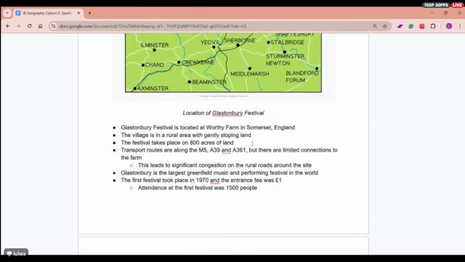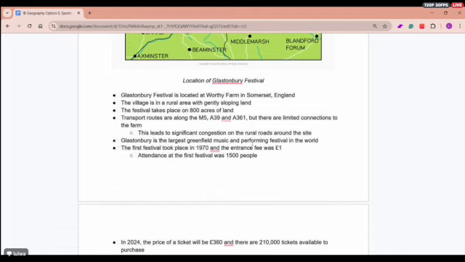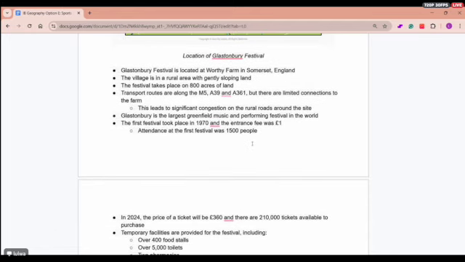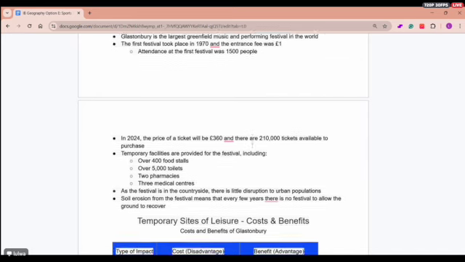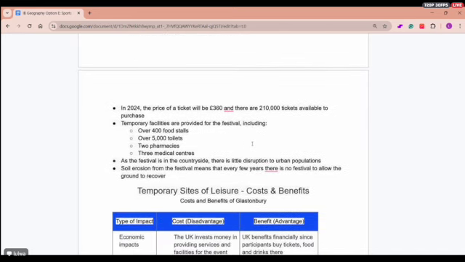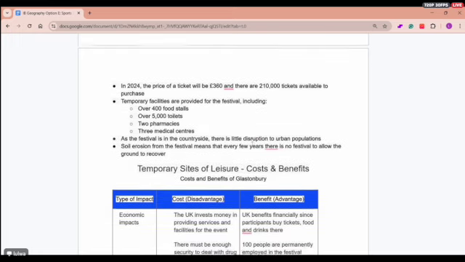Transport is along the routes, but there are limited connections to the farm. It's the largest greenfield music and performing festival in the world. And in 2024, the price of a ticket is £360, and there are 210,000 tickets available to purchase. And there are temporary facilities.